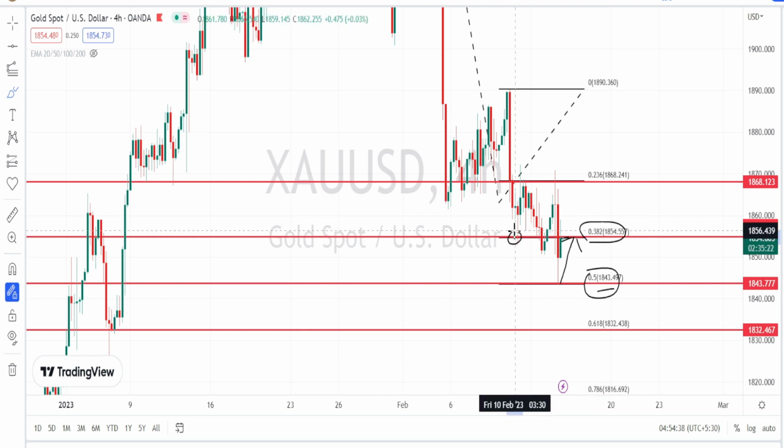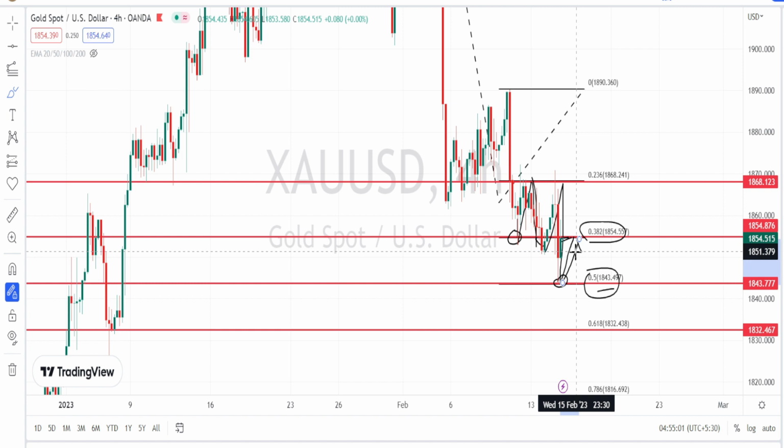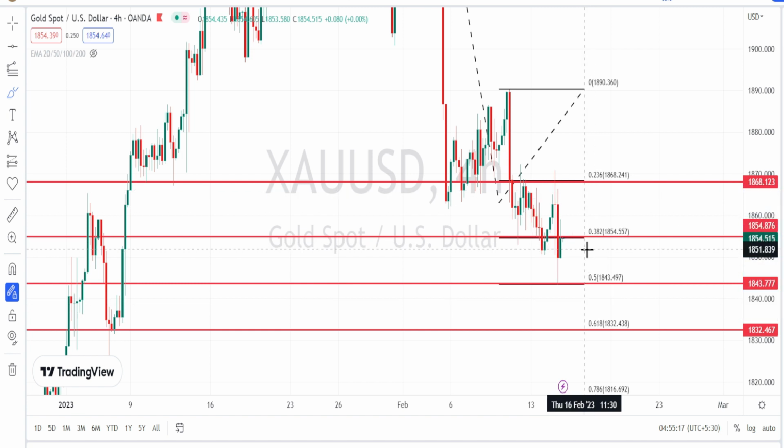And also you can notice that every time it tests a strong support level, it always makes a bounce back. Then it continues its bearish trend. Again, it bounces back, and we have noticed a price action to test the next level of the support. Currently, it is on a bounce back. Whether it is going to be a trend reversal or a current trend continuation really depends on whether it breaks this resistance level of 1854.